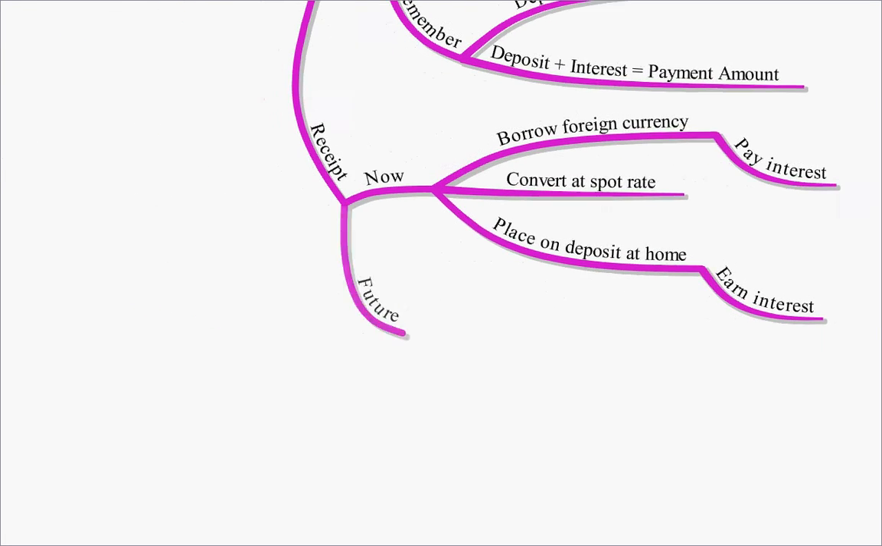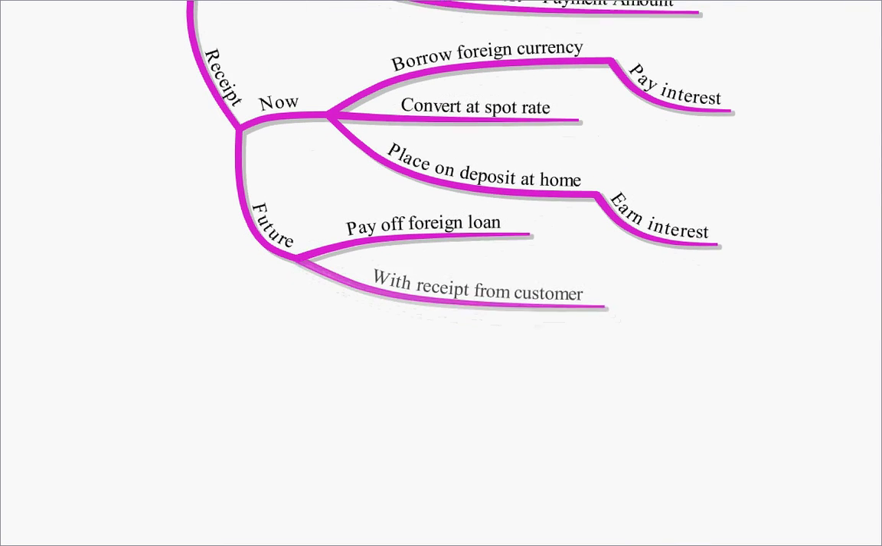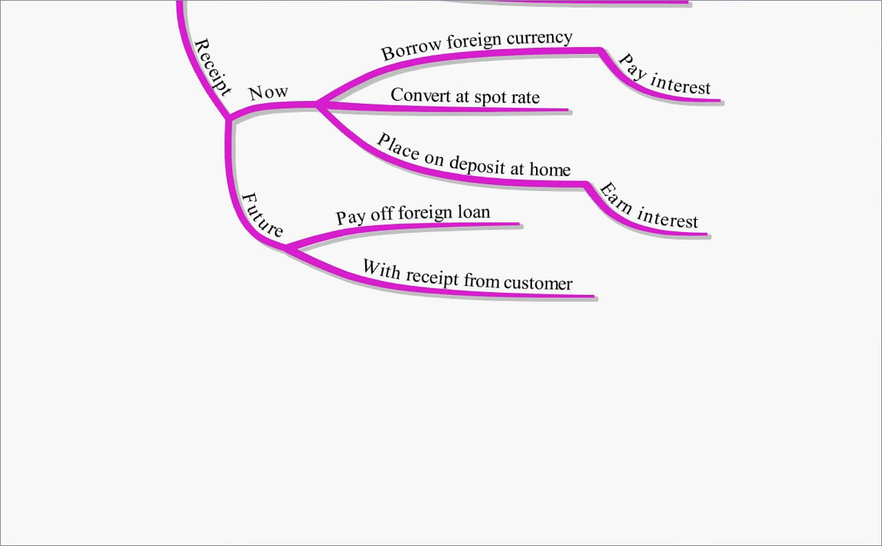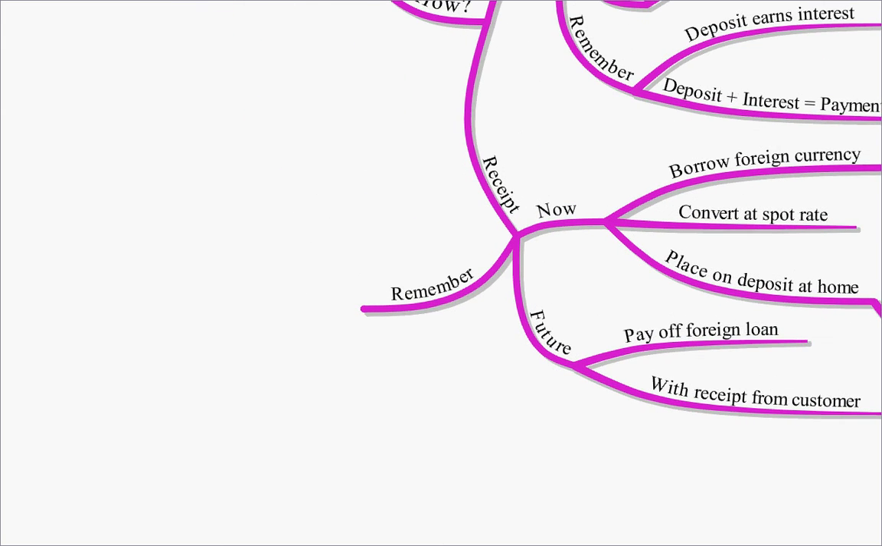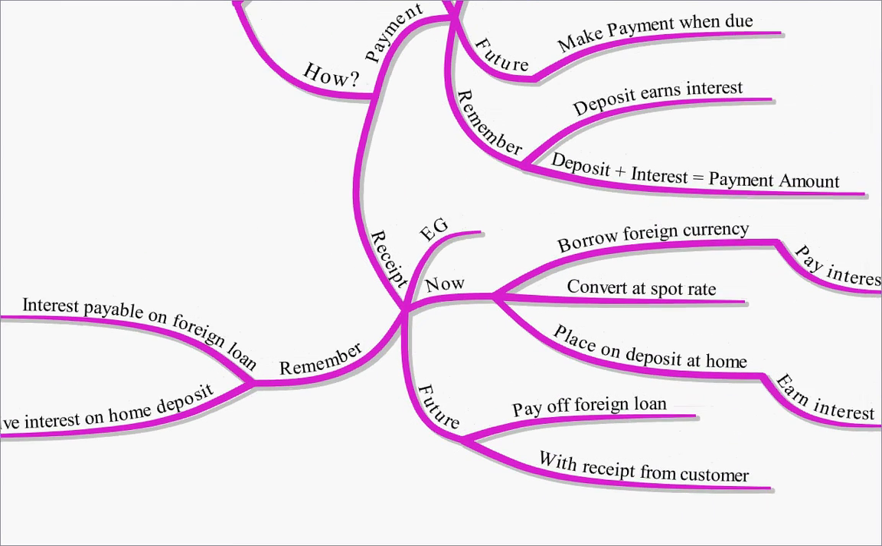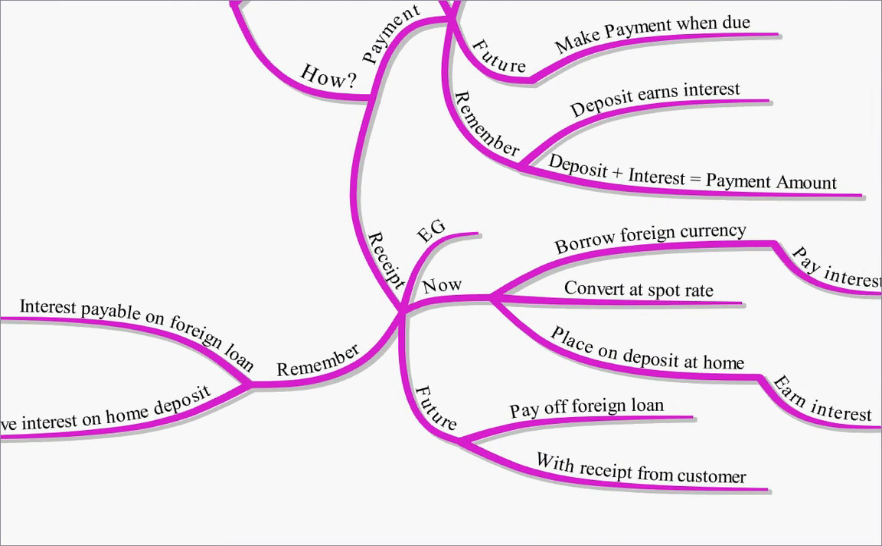In the future then, we will pay off the foreign loan with the receipt that we get from the customer. Remember, the interest is payable on the foreign loan, so we will receive interest on our home deposit and net the two out against each other. And we did an example of that one as well.